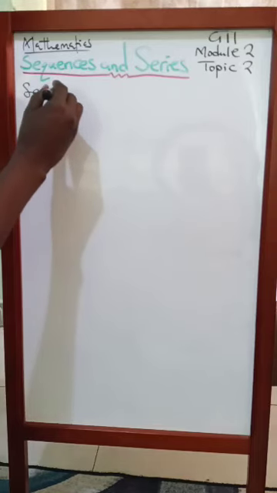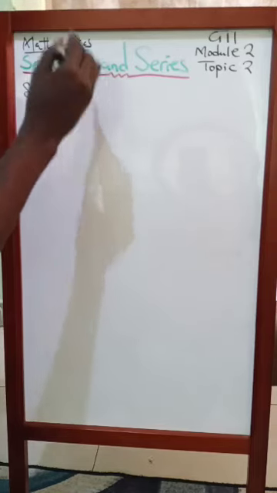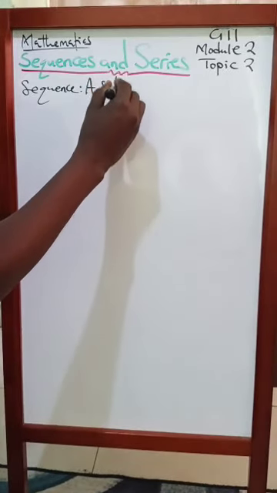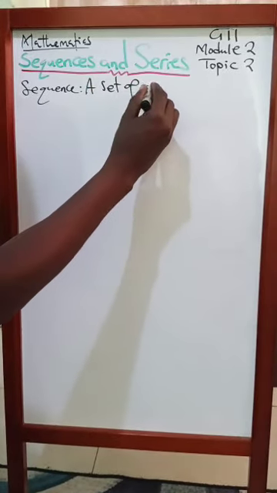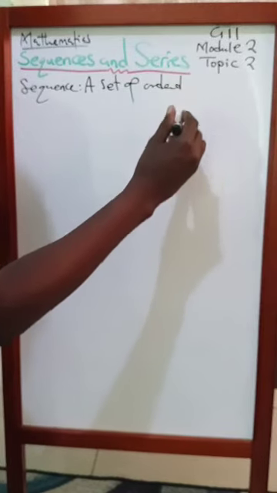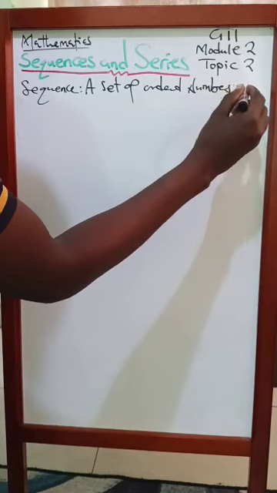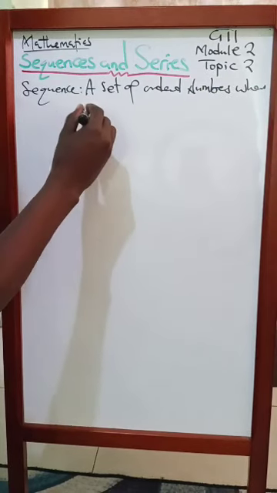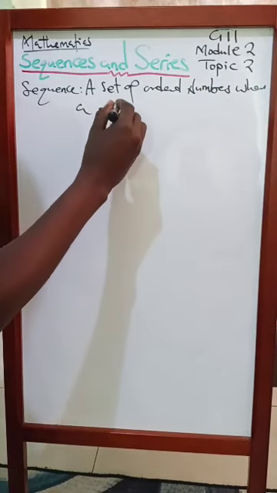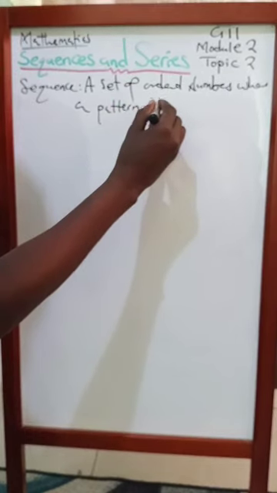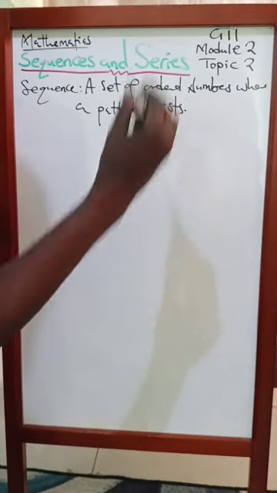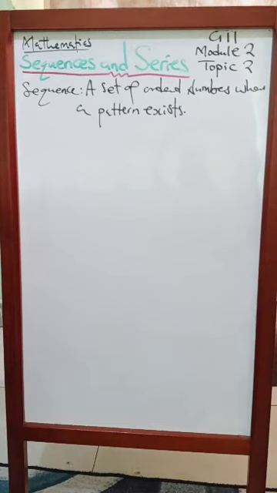A sequence is basically a set of ordered numbers where a pattern exists. So basically that's the definition of a sequence, a set of ordered numbers where a pattern exists.